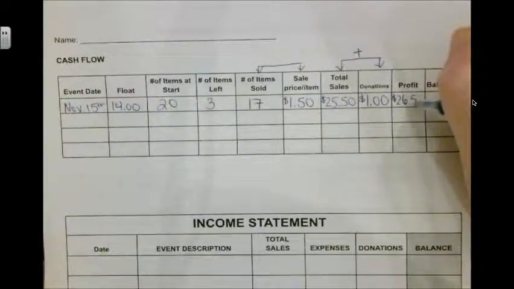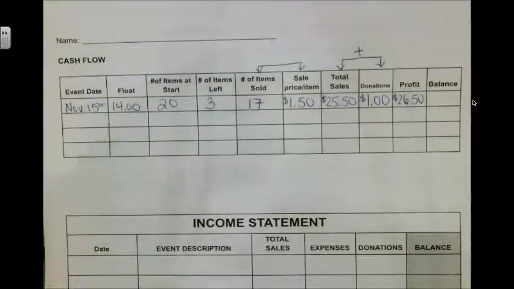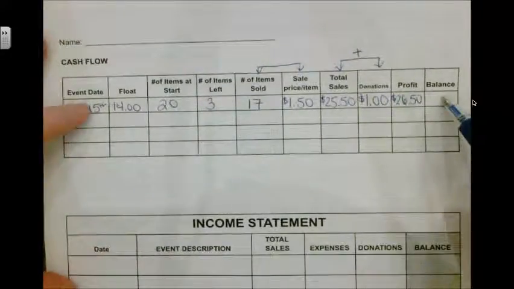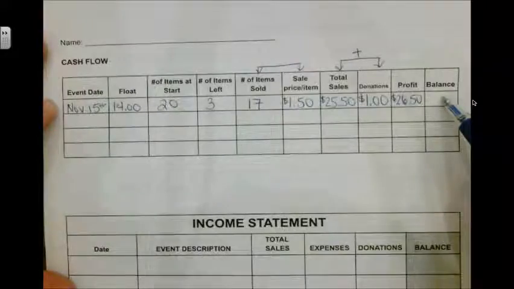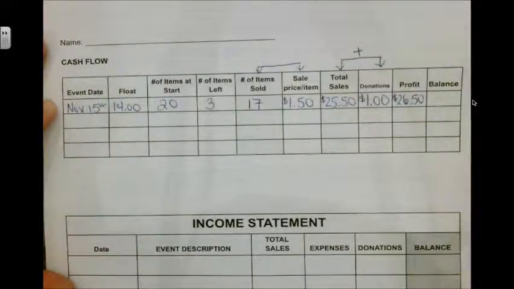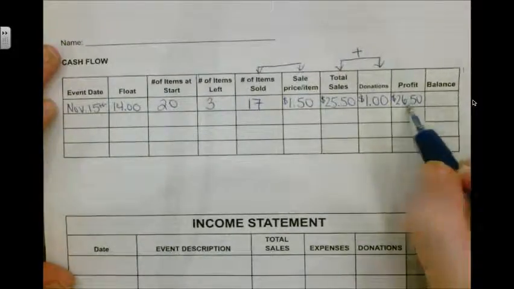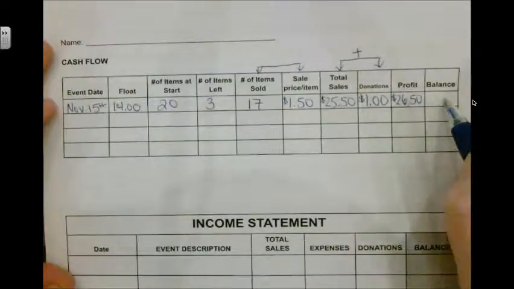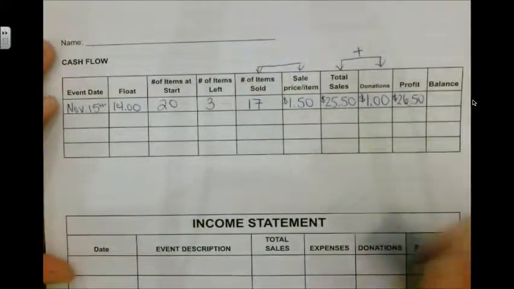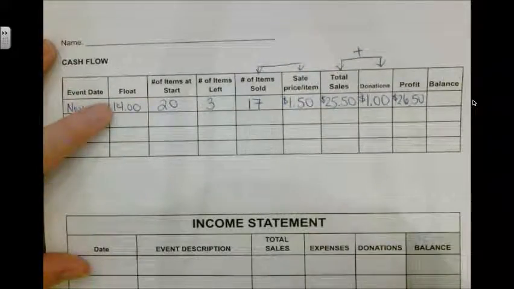on that night. Okay, the balance here, it's important to remember, is talking about how much cash is supposed to be in your box after you have finished that night. So if you made $26.50, you're not going to have a balance of $26.50 because you had $14 at the start because you needed to be able to give change to people.